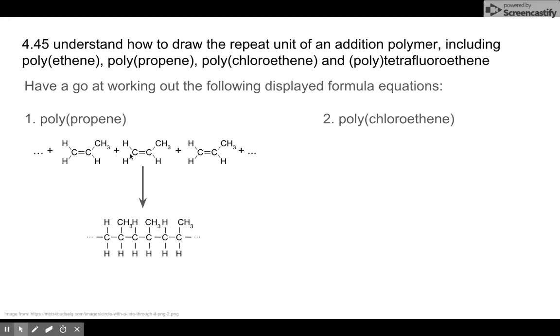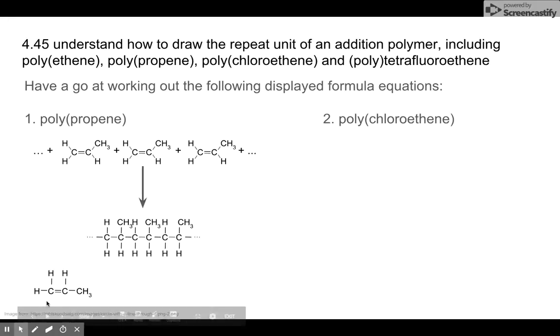So you've got your 1, 2, 3, 4, 5, 6 carbons. On the second carbon here, it's got a CH3 group. And remember again, we've got the plus dot dot dot, plus dot dot dot to imply the molecules go on and on and on. We've got more than one molecule here. Here the molecule carries on. It gets longer and longer and longer. That's polypropene.